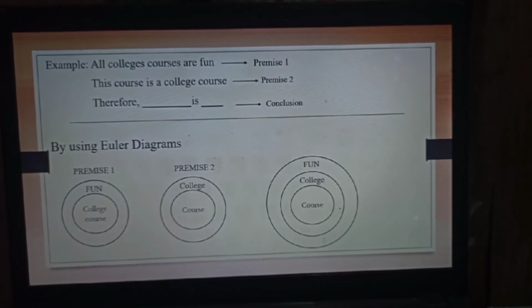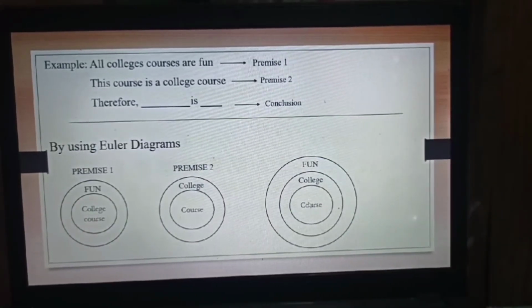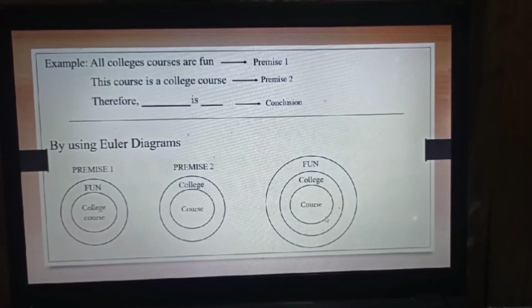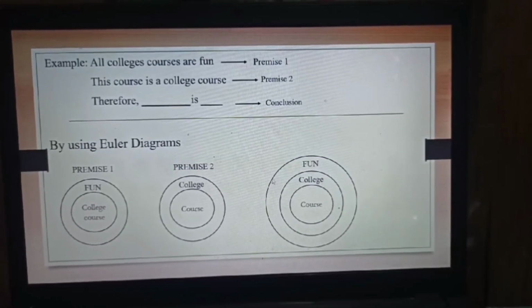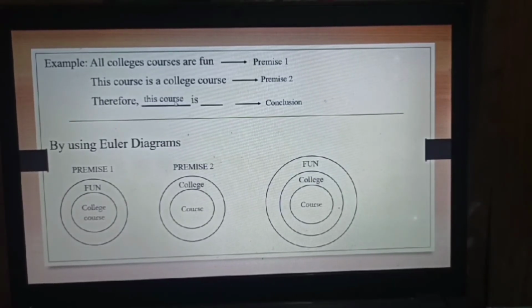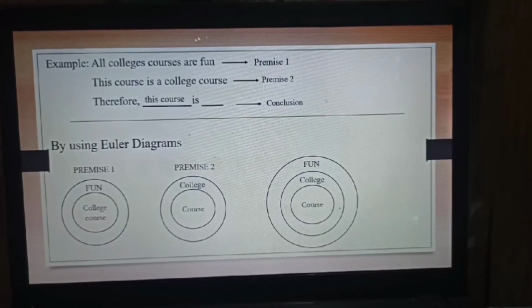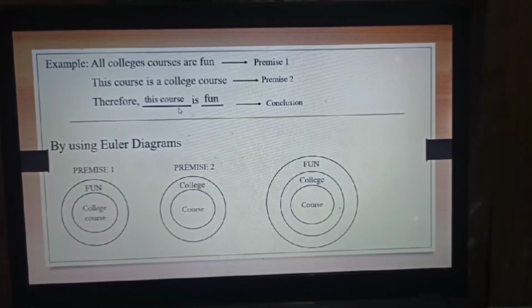And then next is fun. Kasi sabi dito, all college courses are fun. So, include natin course dito. So, all college and course are fun. So, kung magsusulat na tayo ng conclusion, therefore, itong course, yung pinakamaliit, ilalagay dito. So, therefore, this course is, so dito, kukunin natin yung dominant. Ang dominant is yung pinakamalaki, so fun. So, ilagay yung fun. So, ito na yung conclusion natin. Therefore, this course is fun.